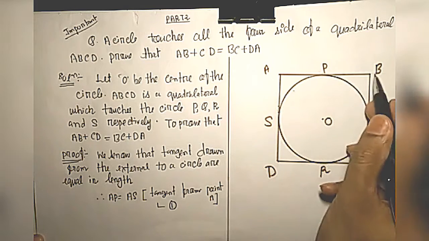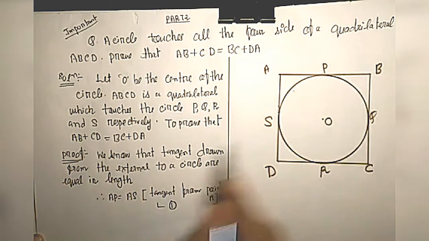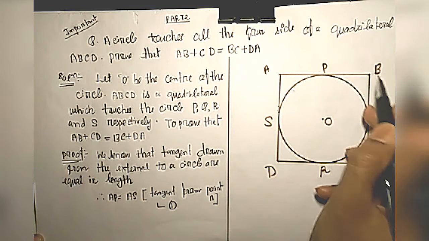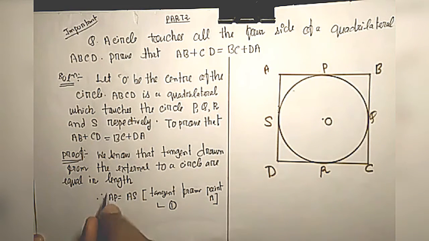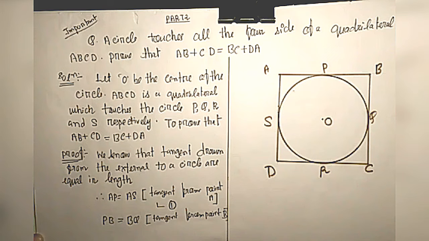Similarly, from the point B, there are two tangents BP and BQ. The lengths of BP and BQ should also be the same according to the theorem. So BP equals BQ, tangents drawn from the point B. So it is equation 2.